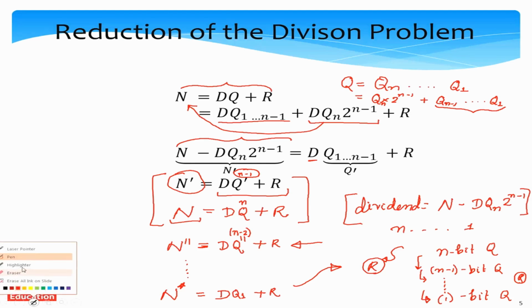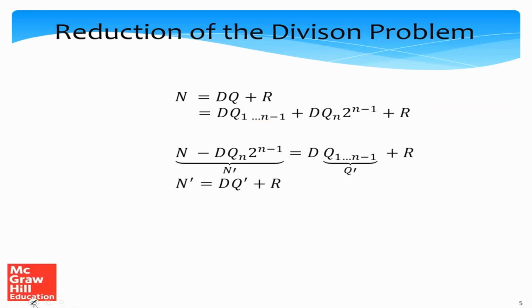And the secret sauce here is: how on earth do we compute the nth bit of the quotient? Because if we can do that, then we'll be able to solve the entire problem, because at every stage, we will keep on reducing the problem to a smaller version till we reach the end. We get all the bits of the quotient, and what's left will be the remainder. So let's see.